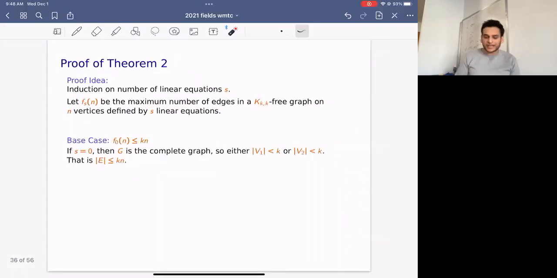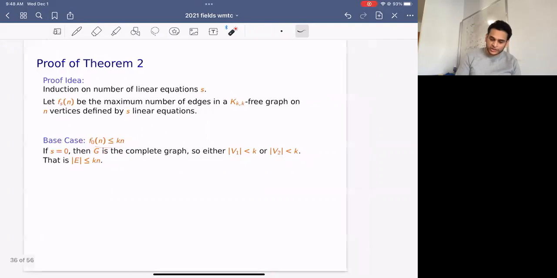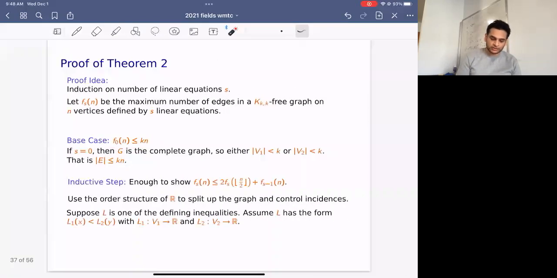For the base case, if S is 0, then it's easy to see you have a bound of at most k times n. So that's our base case. In the other case, like I said, we do an induction. What we end up showing is an inequality of this form. Basically, we're going to do a divide and conquer approach and get this inequality. I'll say how, but we go down in the number of equations, or we go down in the number of variables. Either way, we gain a little bit.